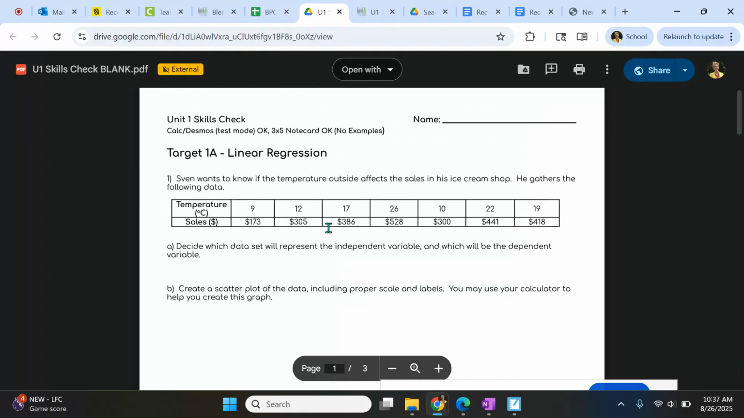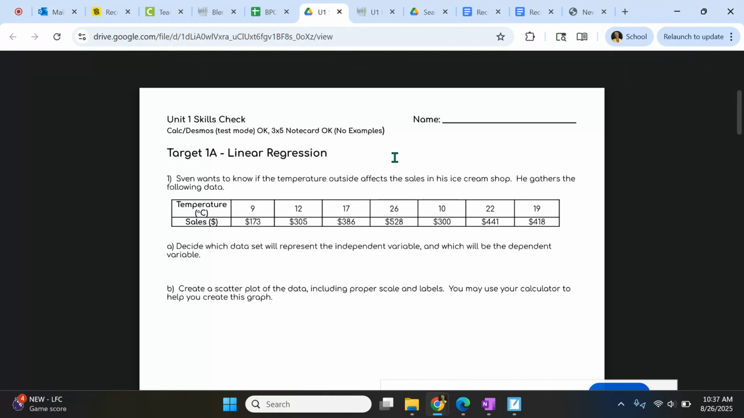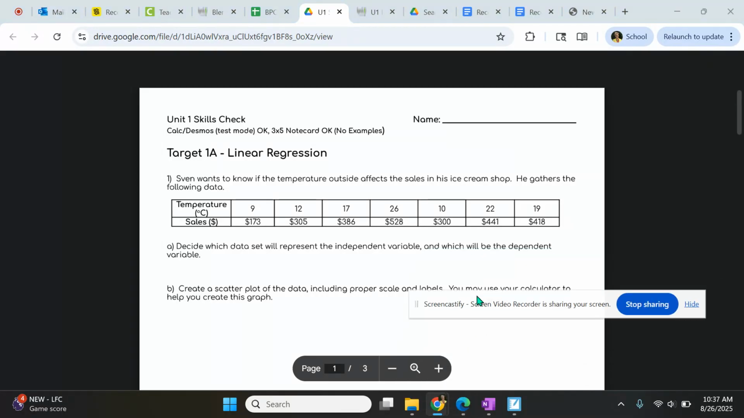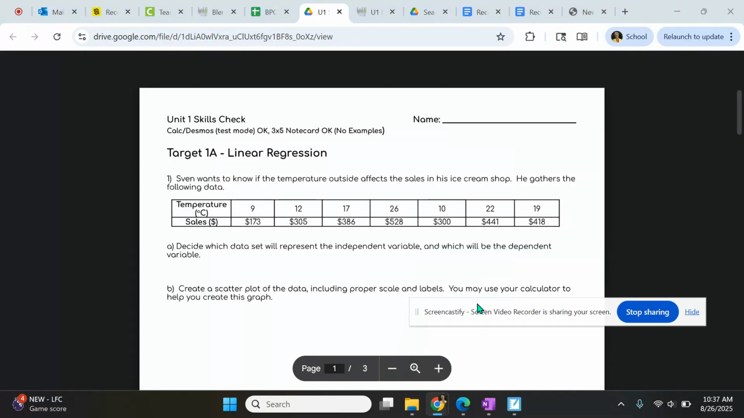So this is your test review. Use Desmos test mode. Make your note card as you go. If you have questions, remember you can always come in person to the classroom. Otherwise, take your time to work on this. Check in with me if you need to. Send me an email, and I will see you in class tomorrow.